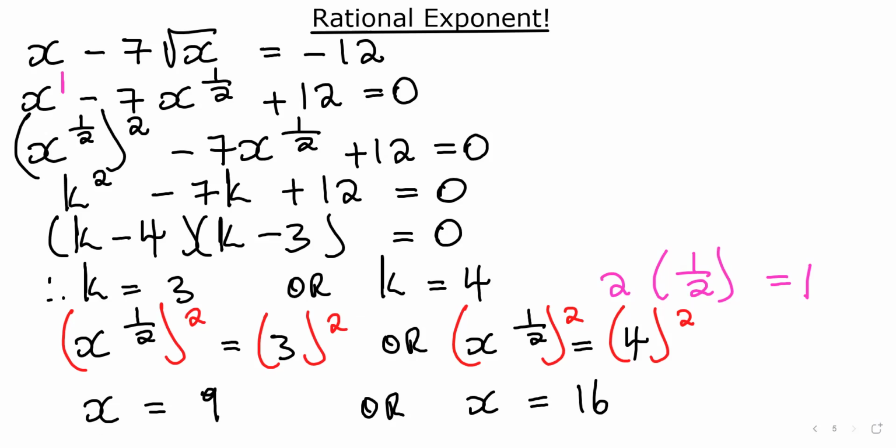But then remember, always check your values to see if both of them are acceptable, especially in cases where you have roots. So let's begin with 9. We have 9 minus 7 times the square root of 9, and that is indeed equal to negative 12. What about 16? Yes, that is also equal to negative 12. So both of them are correct, all right?